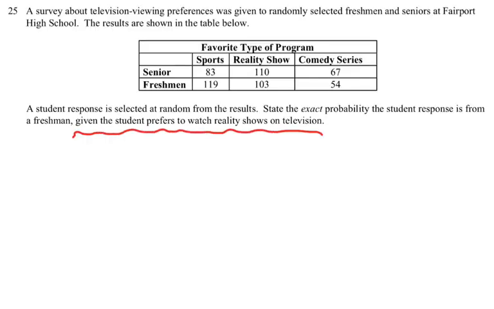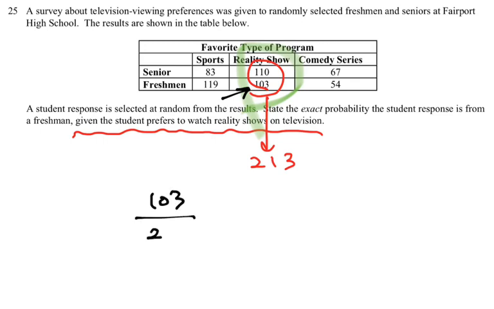Alright, so here we have this question, a survey about television viewing preference. Notice that it says, given the student prefers watching a reality show on TV. Reality show is right over here. So given that they are in this category, which is total 213, the question is, what's the probability that it will be from freshmen, which is 103 out of the total, which is 213. So that becomes our answer.